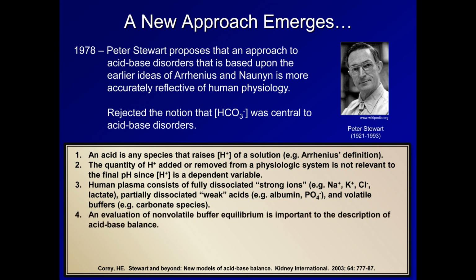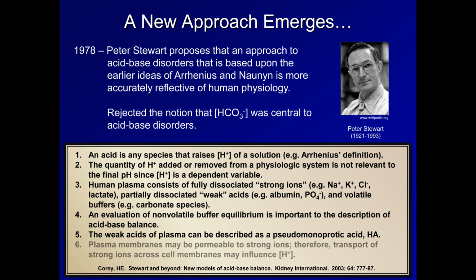Fourth, an evaluation of non-volatile buffer equilibrium is important to the description of acid-base balance. Fifth, the weak acids of plasma can be described as a pseudo-monoprotonic acid HA. And finally, sixth, plasma membranes may be permeable to strong ions, and therefore transport of strong ions across cell membranes may influence hydrogen ion concentration.